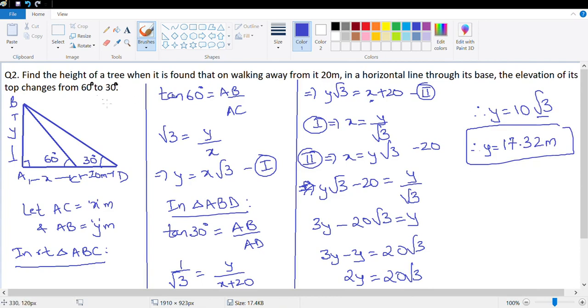We need to find the height. Therefore, height is 17.32 meter. That's the final answer. Perfect. Very simple. Let's move on and solve the next question.